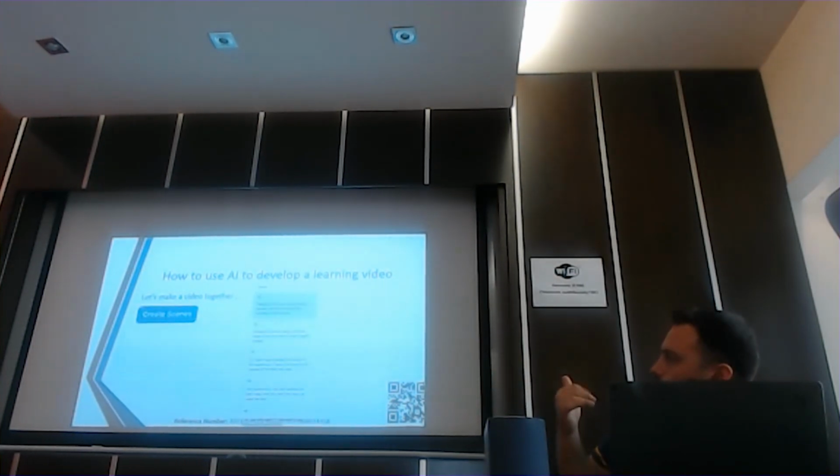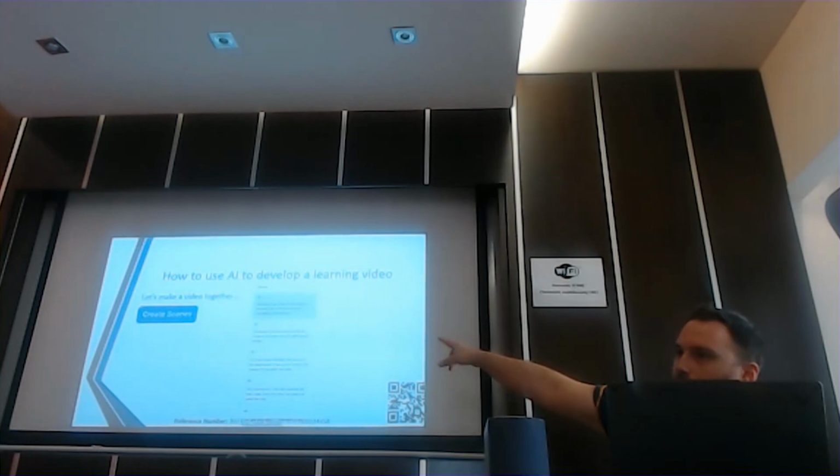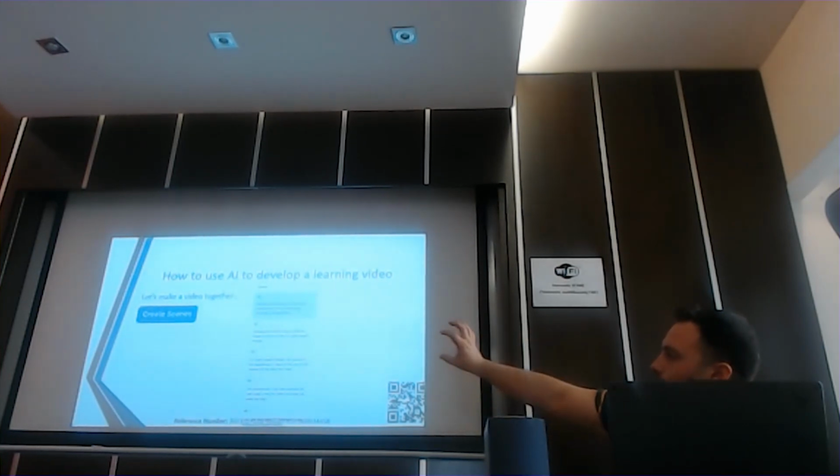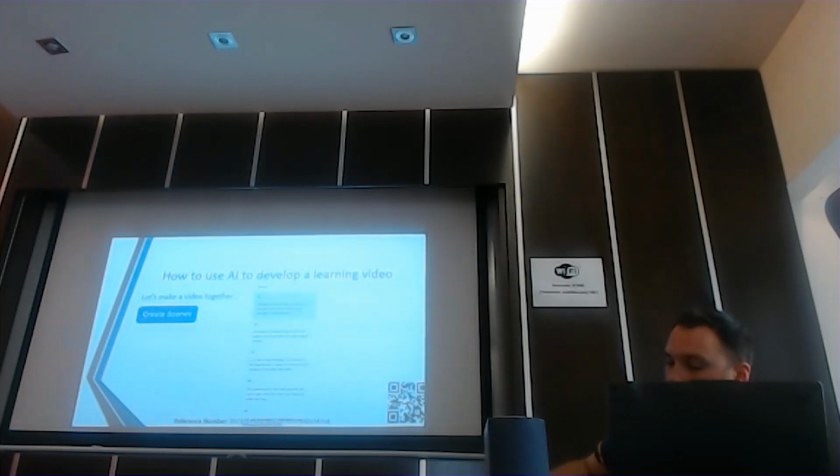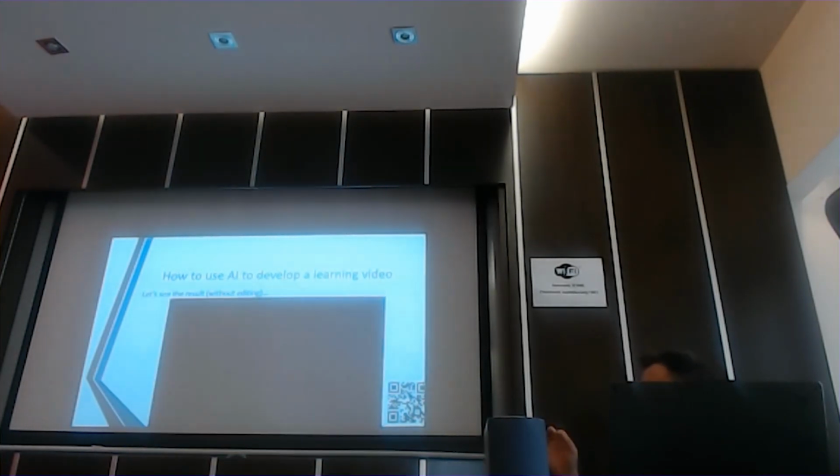From the script, we ask it to create the scenes. So then it puts the text into boxes and says, okay, the first scene will be the introductory, the second scene will be where we introduce the Pythagoras theorem, then we'll go through the scenes to an example, and so on. So we created the text, the script, we created the scenes, and then we ask it to create the video.